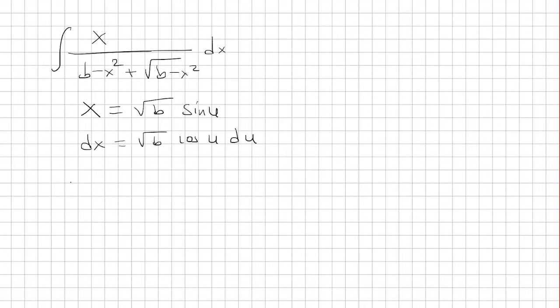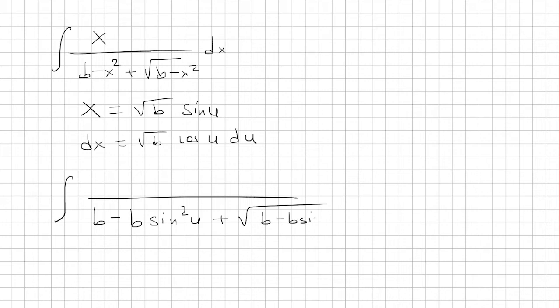So we're going to replace this. On the bottom we have b minus x squared, which is just b times sine squared u. And then on the top we have x dx. So x is just the square root of b times sine u, and then dx is the square root of b times cosine u du.